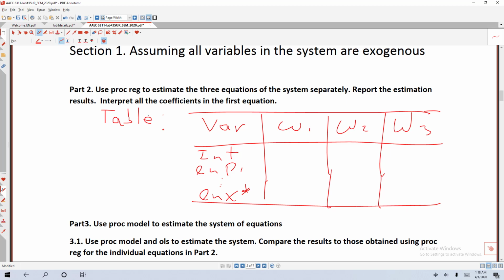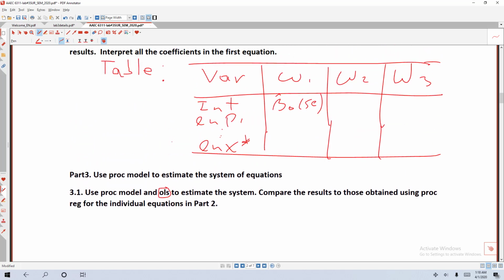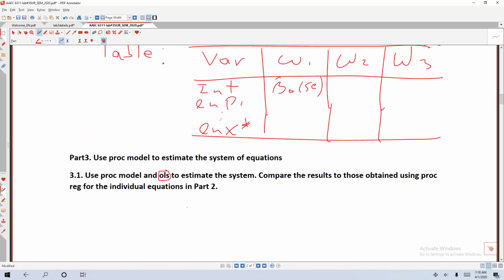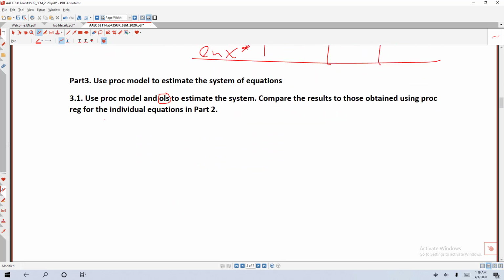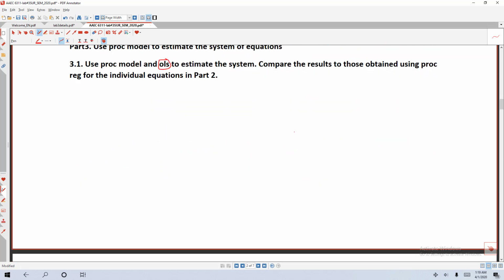And here, of course, you have to report your betas and the standard error for each one so that you can compare. Okay, so add a little table like this one. In the second step again, use proc model, but originally I would like you to use OLS. And again, a little table like this one, and the results should be the same. I mean, using proc model OLS is the same as using proc reg for a simple linear equation.